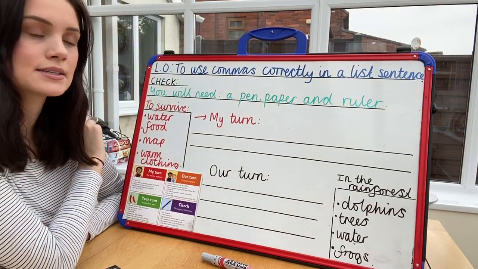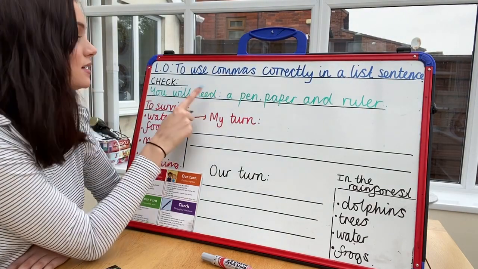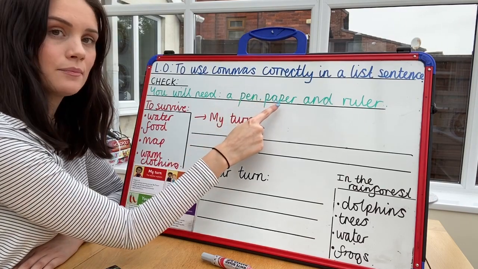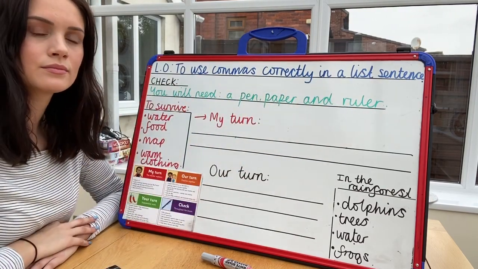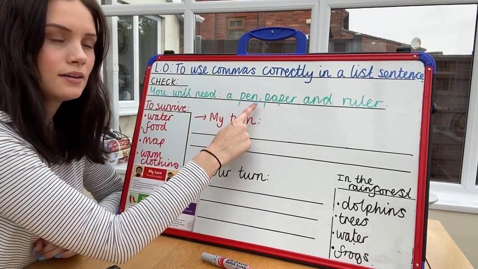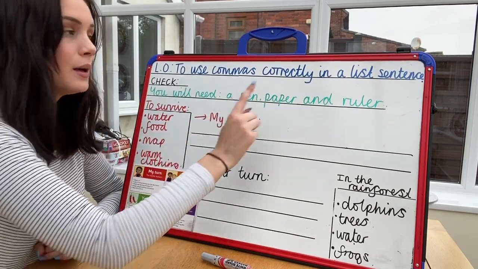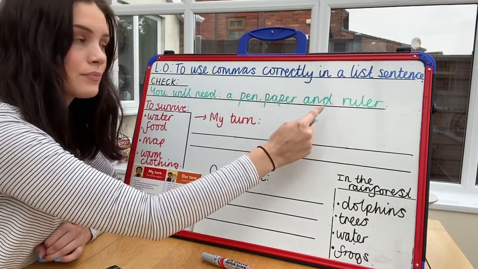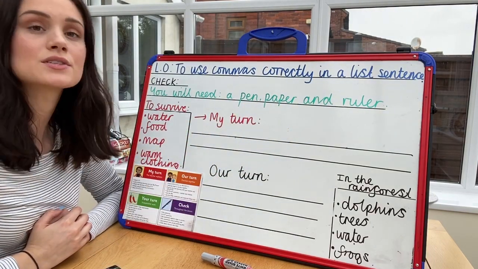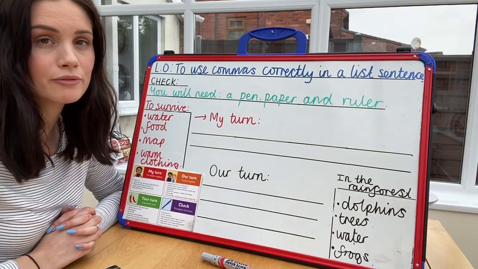Now you will notice that we have a colon. The colon is introducing the list. So you will need a pen, paper and ruler. I wonder if you've noticed where I've put my commas. I have a comma after pen, paper, but because we have the word and here, I do not need a comma after the word paper. So we use a comma for all of the other items in a list, apart from the one before the word and.